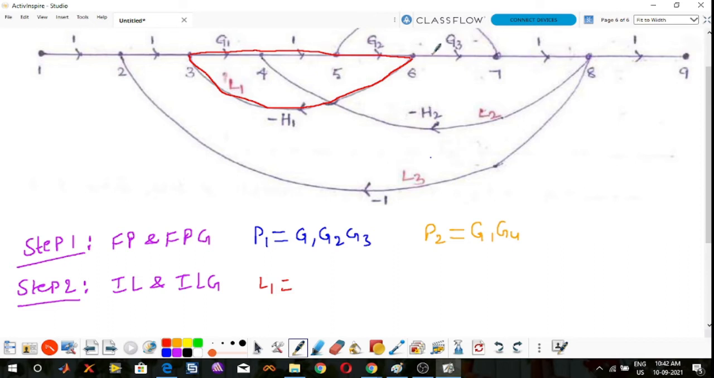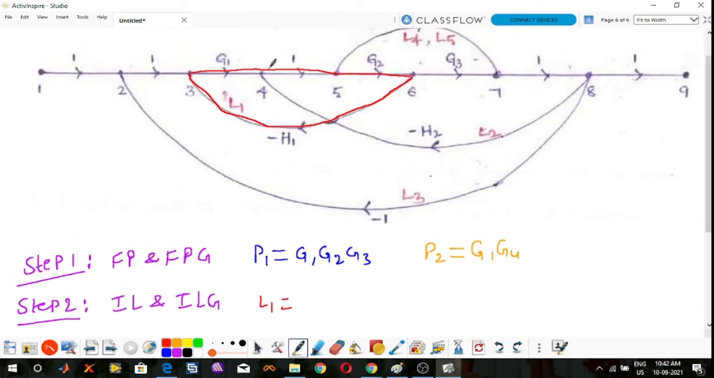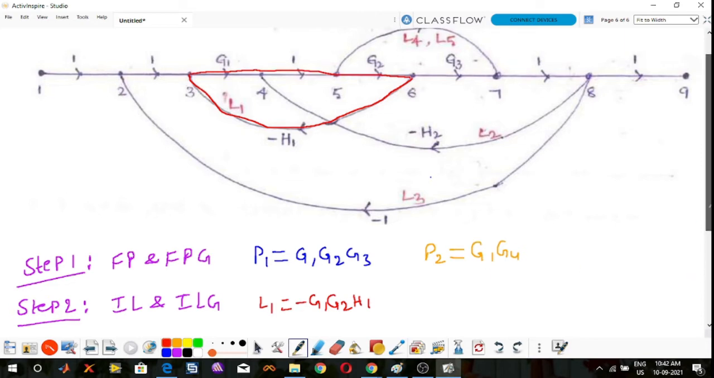And 3 to 6, 6 to 3 is the first individual loop, and its loop gain is the product of the branch transmittances, which is denoted as L1. L1 is equal to G1 into 1 into G2 into minus H1. L1 is equal to minus G1 G2 H1. And identify the second individual loop.